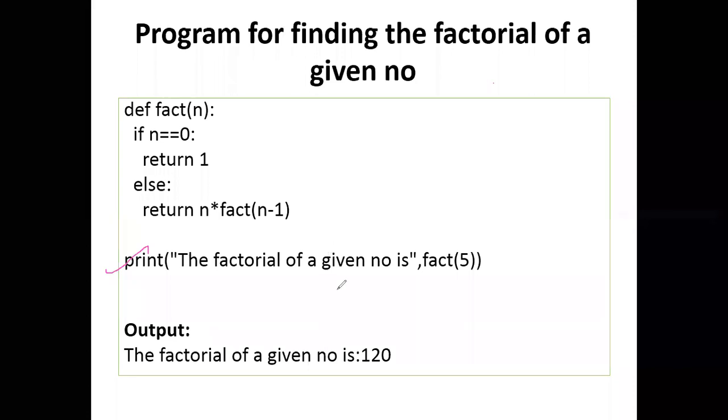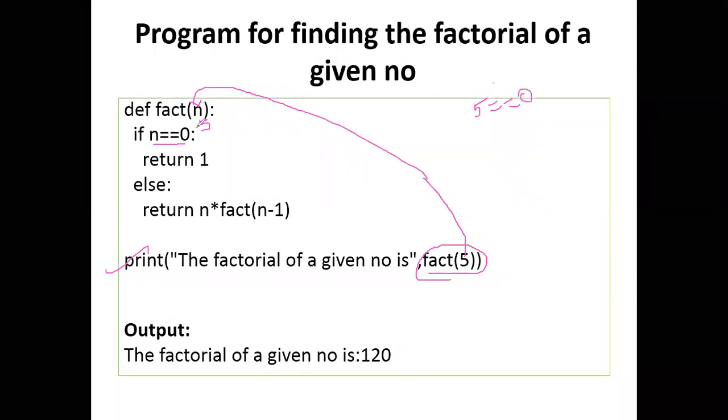So now the factorial of a given number is fact of 5. This is a function call, fact of 5. It searches for where fact is present, so it will come over here and get substituted here. n is equal to 5. This 5 will be copied to n. So now you check if 5 double equal to 0, the first condition. Is 5 equal to 0 or not? It is not true.